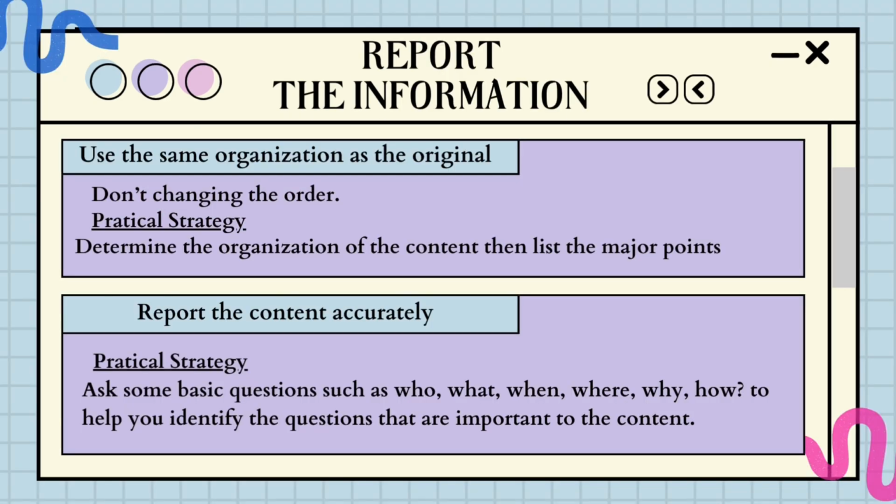Strategies to report the information. Use the same organization as the original. The summary should maintain the same organization as the original reading or lecture, without changing the order. Determine the organization of the content, then list the major points to give you an outline for the summary. Report the content accurately. Read or listen, then review the content and ask some basic questions. The content may not include answers to all of the questions, but it will help you to identify the questions that are important to the content.